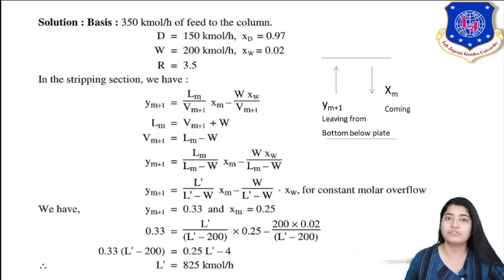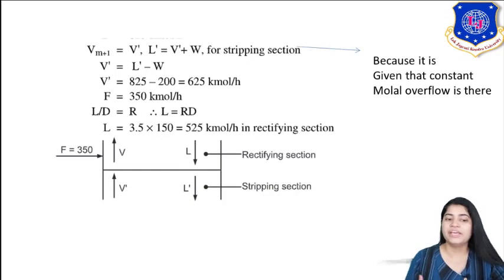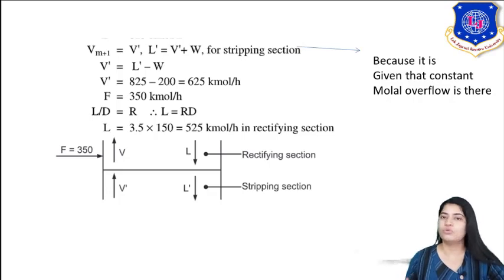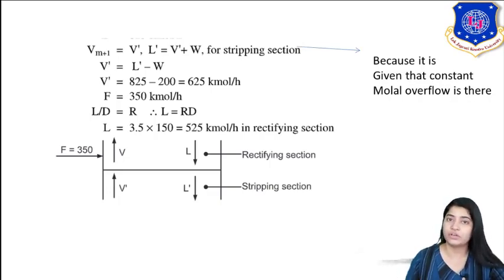you get your liquid flow rate in the stripping section, L bar. Now Vm+1 equals V bar, because it is given that constant molar overflow is there. Read the question properly: the molar overflow is constant. Hence from the assumption of the McCabe-Thiele method, the vapor flow rate in any section would be the same. Therefore I am taking Vm+1 equal to V bar. For all the plates in the stripping section your vapor flow is constant. Now for the stripping section, the overall balance around the reboiler is L bar = V bar + W. From that you get V bar, which is 625 kilomole per hour.